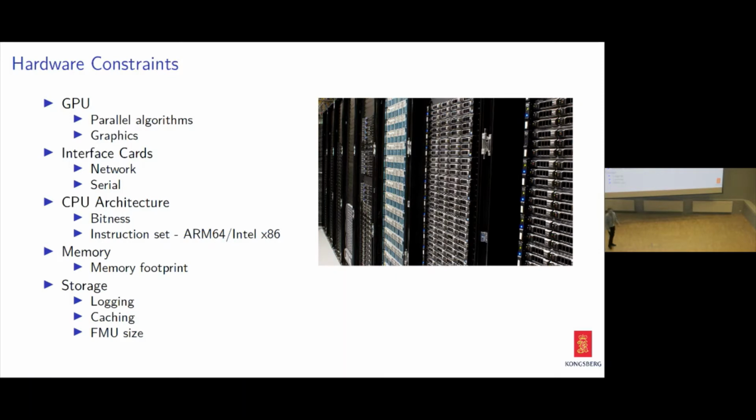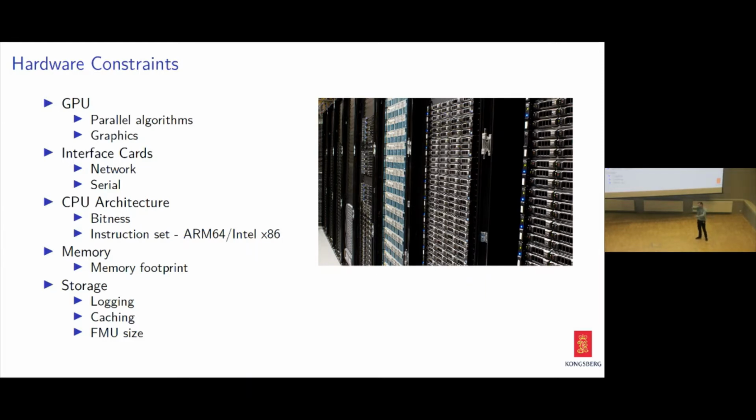CPU architecture, bitness comes into play as well, because that's also a property of the CPU. In addition, there are CPUs with different instruction sets, which basically means what language does your CPU talk. If your FMU is not compiled to that language, you can't run it on that system. Or we'll see you can, but not that easily. So the two most common architectures are ARM and Intel x64. You heard of those.